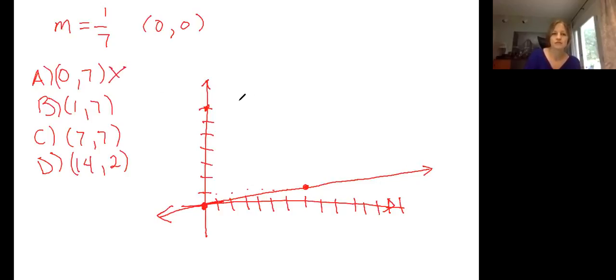(1, 7). If I take a look at that, 1 is my x, 7 is my y. Again, way off the line. (7, 7). 1, 2, 3, 4, 5, 6, 7 across and up. Way up here. Not it. (14, 2). So 1, 2, 3, 4, 5, 6, 7, 8, 9, 10, 11, 12, 13, 14, and then 1, 2. And again, it's not a perfect drawing, but I can clearly tell that (14, 2) is the one that would end up on that line.